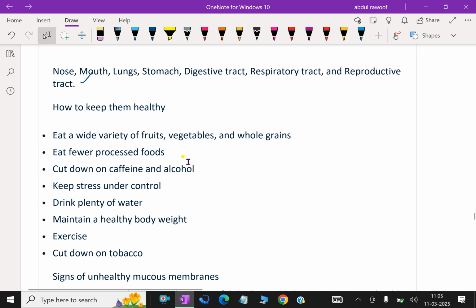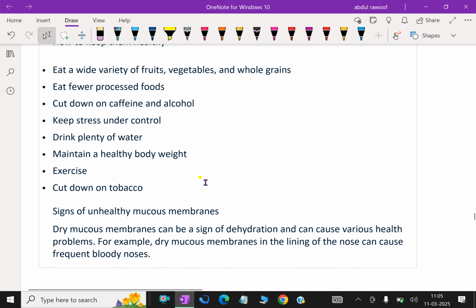How to keep them healthy? Eat a wide variety of fruits, vegetables, and whole grains. Eat fewer processed foods. Cut down on caffeine and alcohol. Keep stress under control. Drink plenty of water. Maintain a healthy body weight. Exercise. Cut down on tobacco.